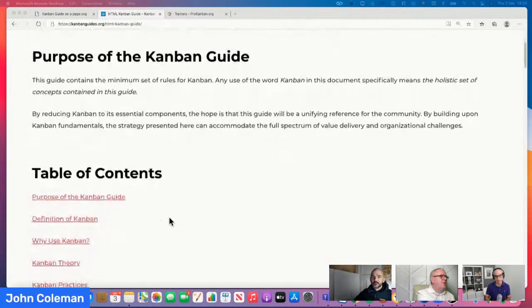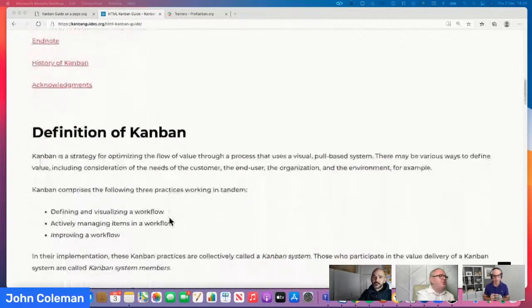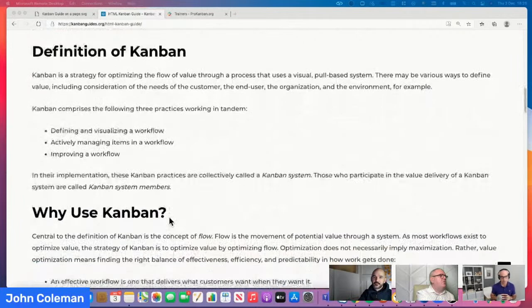Okay. And so there's a whole table of contents where we're going to go through the guide. And then you have a definition here where you're saying that Kanban is a strategy for optimizing the flow of value through a process that uses a visual pull-based system. And we say as well that value could be a variety of things. It could be customer value, end user value, it could even be knowledge value, and it could even be some kind of sustainable development goal.